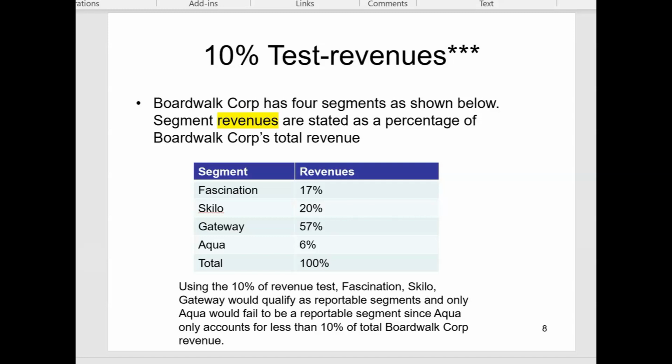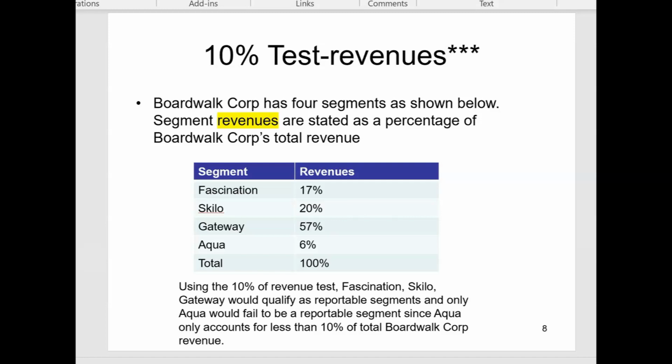Now, Aqua has not met the 10% test, so if we just had this one test and we didn't have the other 2 10% tests, if we just had the revenue test, Aqua would fail. And your only 3 segments would be Fascination, Skillo, and Gateway. And to get to 17%, we didn't just count Fascination's sales to outside companies. We also counted Fascination's sales to Skillo, and Fascination's sales to Gateway, and Fascination's sales to Aqua, you see? In order to get that 17%, we counted all of the sales that Fascination made.